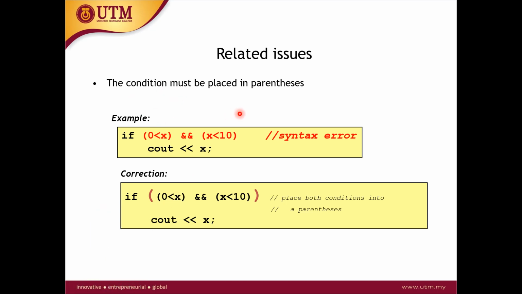The condition must be placed in parentheses, like this one: if x greater than 0 and x smaller than 10. This leads to an error. Why? Because the whole condition is not between parentheses. So what you need to do is put the left and the right parentheses in order to group the conditions together. So this is very important, to place the whole condition inside two parentheses. So for example, if x is greater than 0 and x smaller than 10, with parentheses for the whole condition, and then cout x. Without them this is going to be a syntax error.